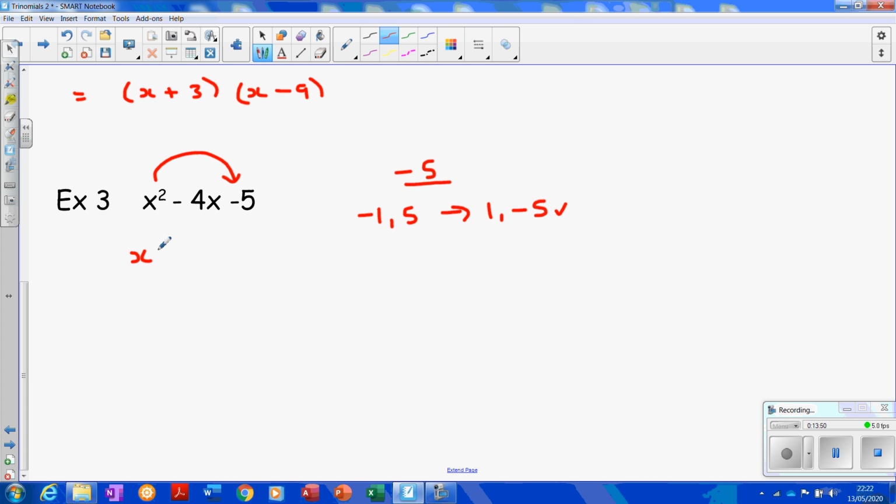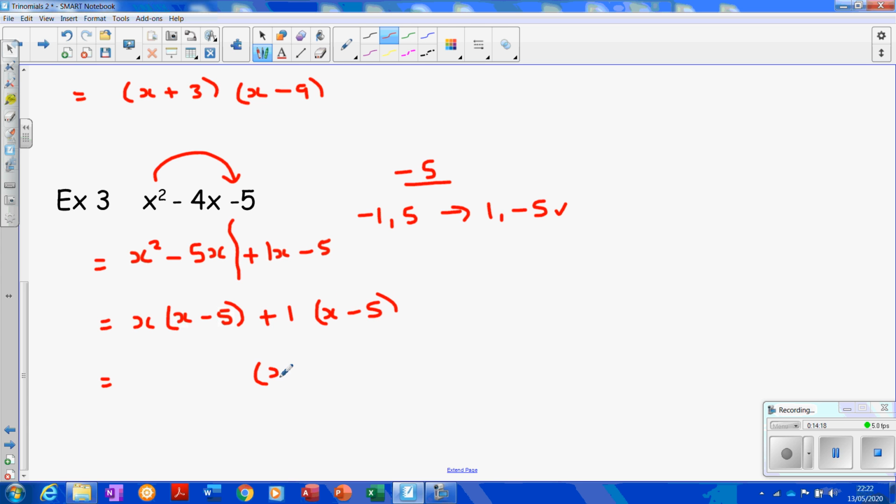So I've got x squared, and I'm going to put the -5x first, plus 1x -5. Split it down the middle. It doesn't matter which one you put first, but this might be a wee bit easier. Right, so that gives me x bracket x -5, and highest common factor there looks as though there's no common factor, so it becomes +1 times x -5. Okay, repeated bracket is x -5, and the other one is x +1.